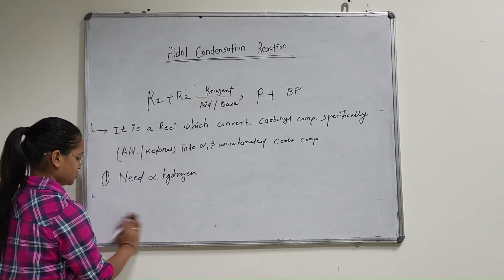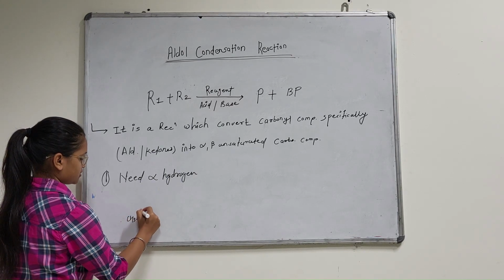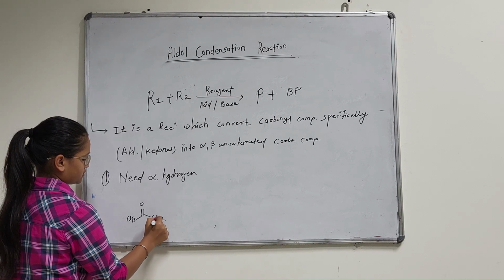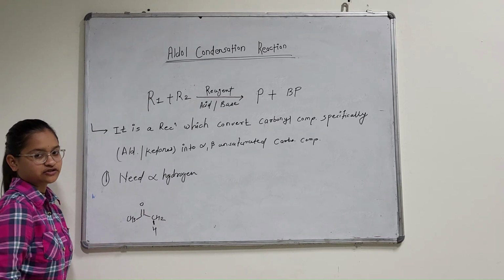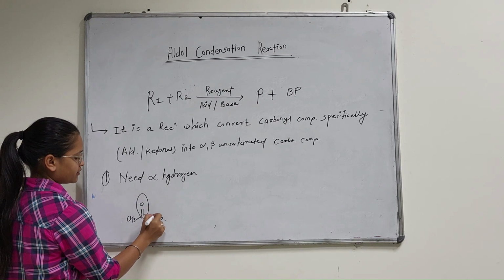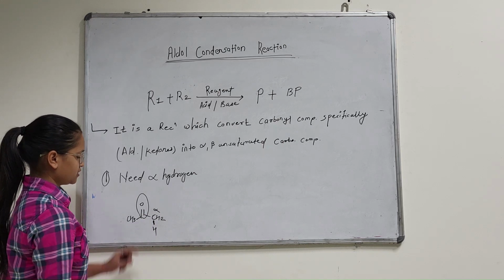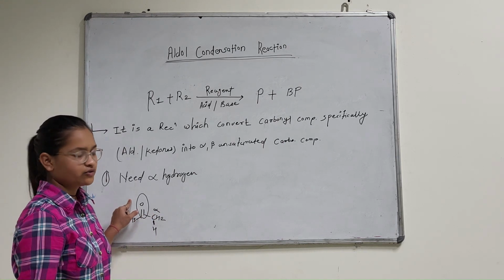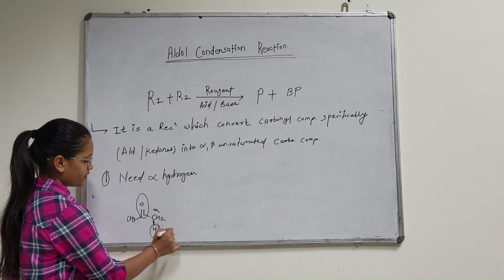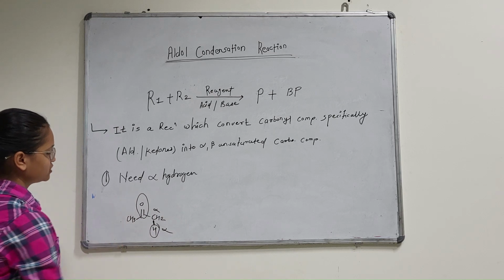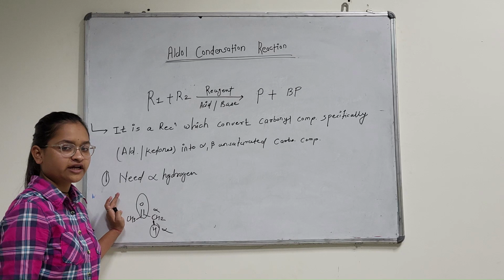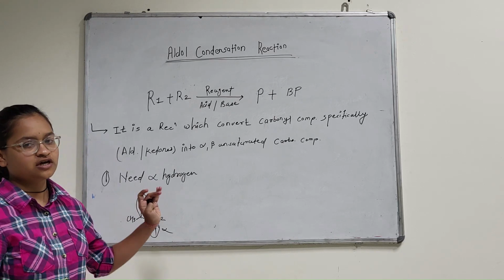For example, this is our starting compound. What is the name of this compound? This compound is acetone. This is our carbonyl compound. The carbon next to the carbonyl group is known as the alpha carbon, and the hydrogen present on this carbon is called the alpha hydrogen. So this compound has alpha hydrogen, which means it satisfies the condition of Aldol condensation, and it can undergo the reaction to give our product.